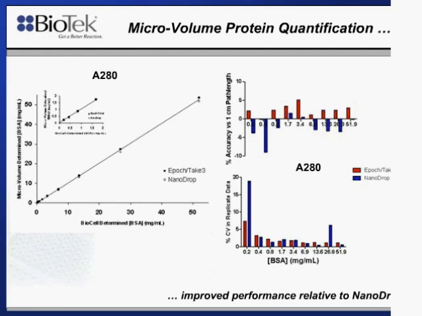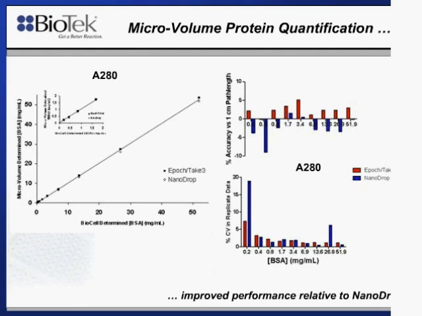Now, if you look at the bar charts over on the right, you'll notice in the top we have accuracy versus the 1 centimeter path length, and in blue is nanodrop, red is Epoch Take3 comparison, again across the range of protein concentrations from 50 mg per mil essentially down to a couple of hundred micrograms per mil. And you can see we have a bit of an improved performance relative to the nanodrop, with most of the percent accuracies being below 5%.